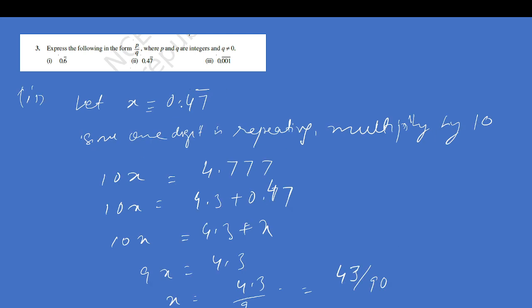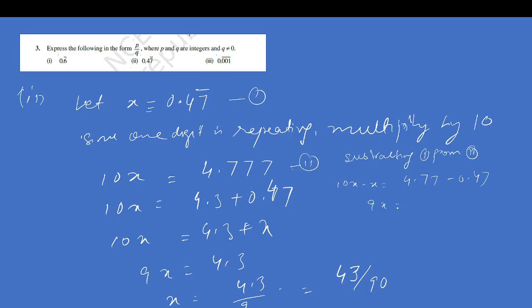Now x is equal to 0.47 bar, only one digit is repeating, so we'll multiply by 10 only. This is our first equation, and if we multiply by 10, you know the decimal point shifts to the right. If you divide by 10, the decimal point shifts to the left. These are some basics. Again, this is equation 2. Now subtracting 1 from 2, 10x less x is equal to 4.77 minus 0.47.